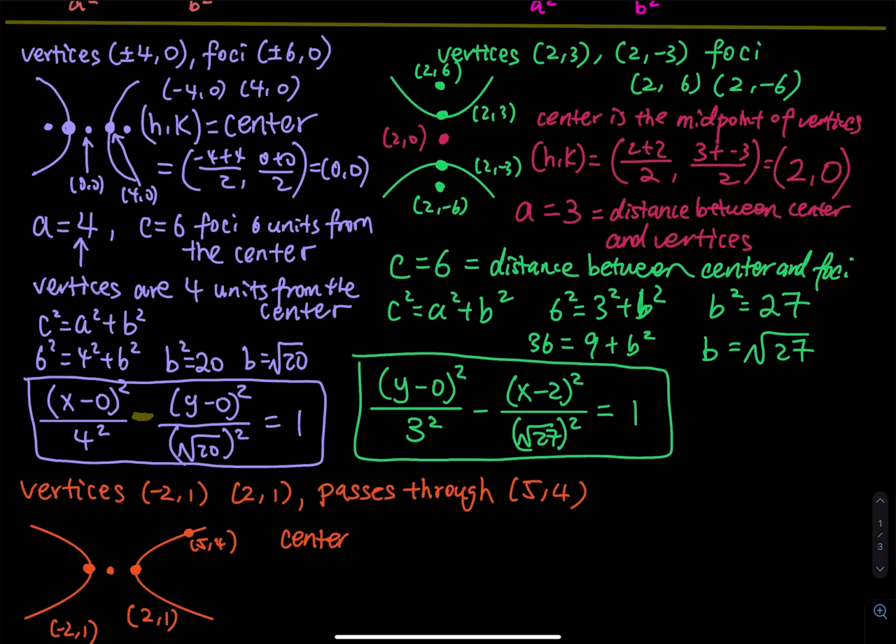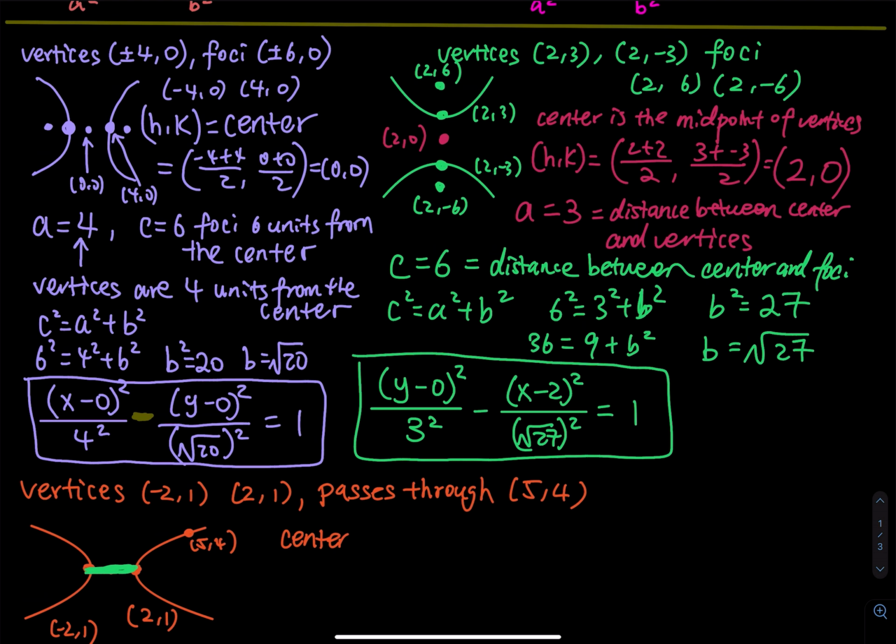And now, after you plot the two vertices, I know that the transverse axis is horizontal, so this is a horizontal hyperbola. And then what else do we know? We have a point on the hyperbola that is at 5, 4. So just plot the 5, 4. The point should be somewhere around here.